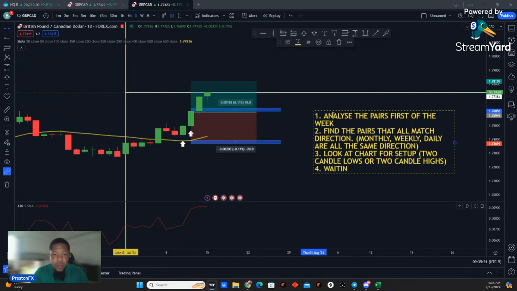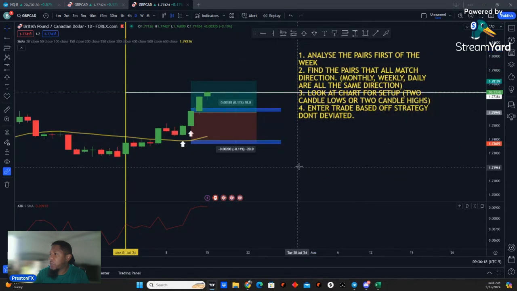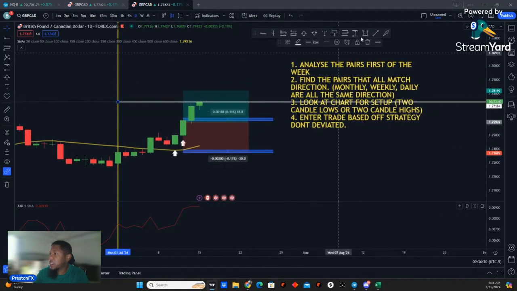I'm sorry. Enter the trade based off strategy. All right, don't deviate. Do not deviate. 2 candle lows, 2 candle highs, 5-period moving average. Not 5-period moving average. Once it breaks.